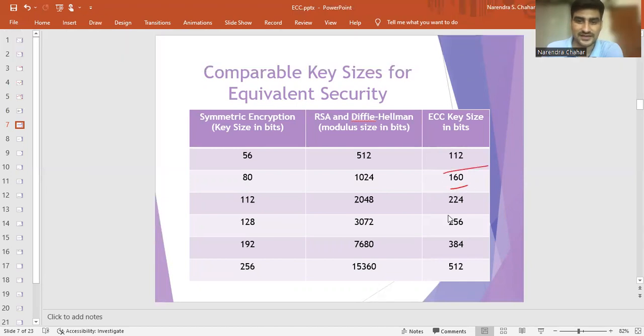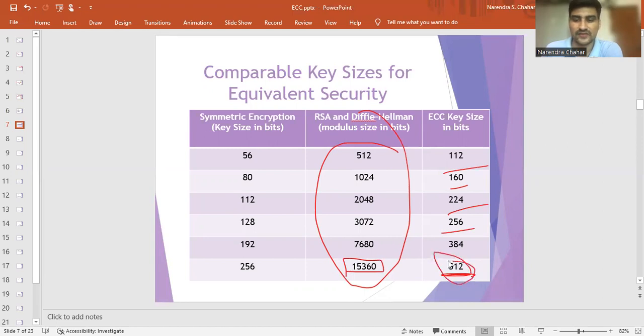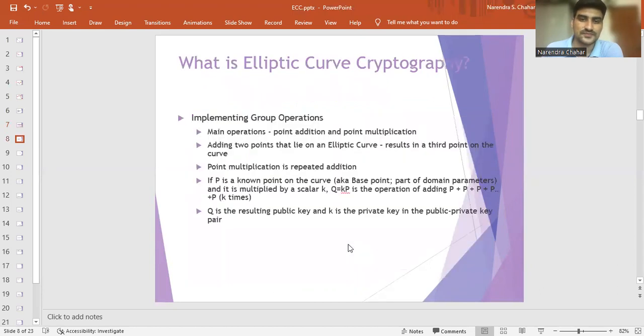Lesser key sizes are here compared to RSA. In RSA, when we are using 15,360 bits, ECC can do it in 512. Just because in symmetric cryptography, the security is compromised or less. So we can see some more key sizes here.